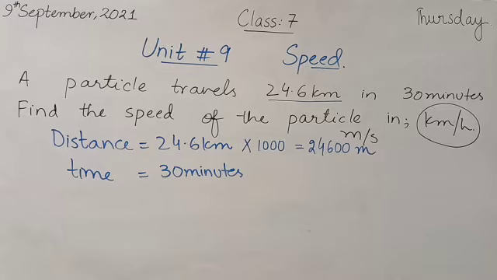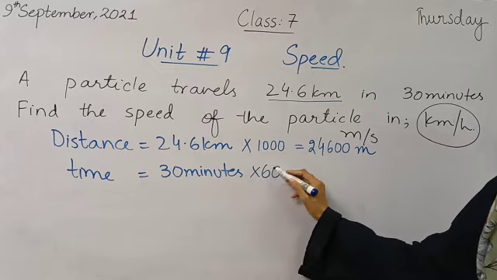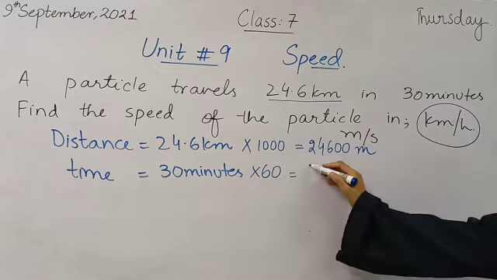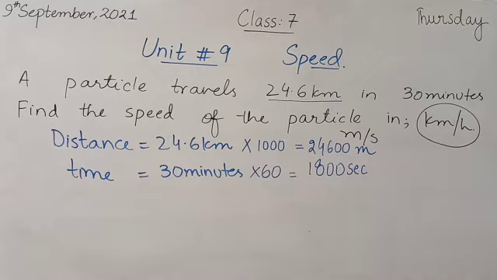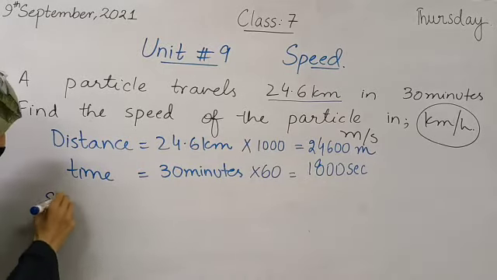So what should I do to convert minutes into seconds? I'll multiply this time with 60. Good. And 30 multiplied by 60 is 1800 seconds. Okay? Now I have distance is 24,600 meters and the time is 1800 seconds. Is it clear?